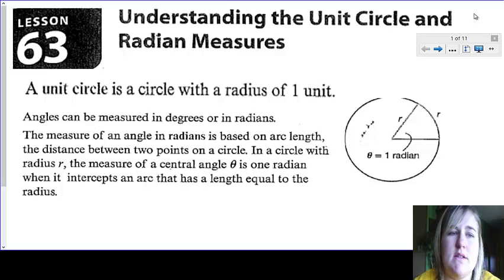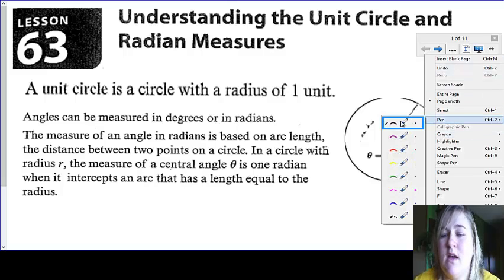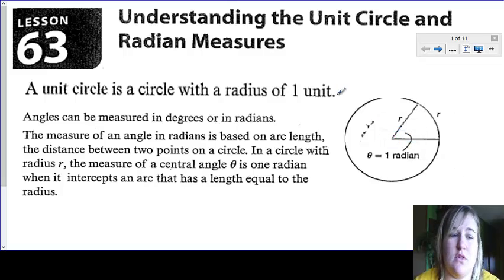What we're talking about today is Lesson 63, Understanding the Unit Circle and Radian Measures. A unit circle is a circle with a radius of 1 unit. So they're showing you a circle here, and the radius r, they're saying, has a length of 1 unit. And that's what we call the unit circle. We'll show some more detail on this in just a minute.